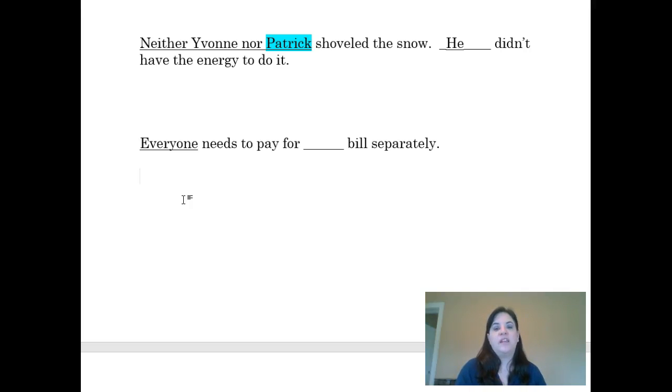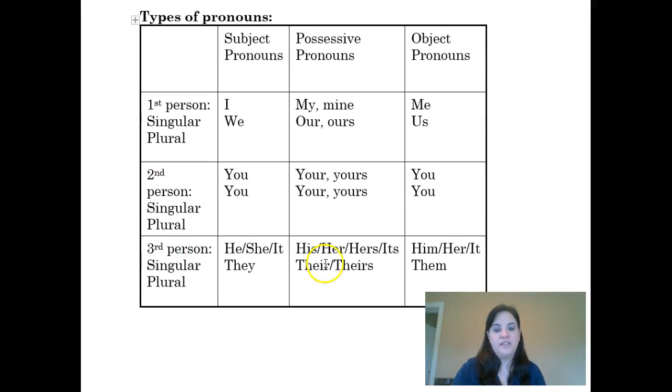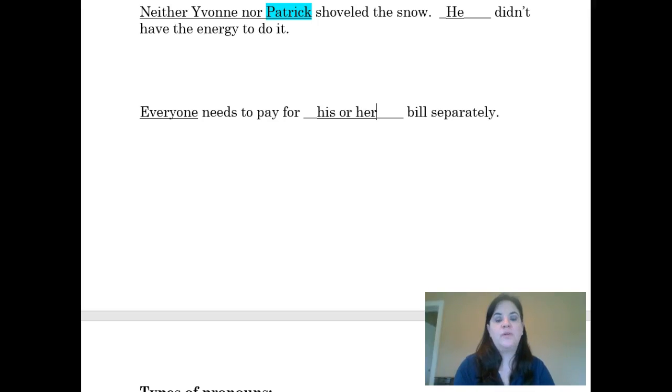So now I know I'm talking about someone else, so I need something third person. I need it to refer to a human, and I need it to be singular. I also ask the question, whose bill is being paid for, which means it's possessive. So looking at my chart, I would go down to third person singular possessive that refers to a human. I have his, her, and its. But remember, with indefinite pronouns, we don't know if we're speaking about a male or a female. So I need to say, everyone needs to pay for his or her bill separately.